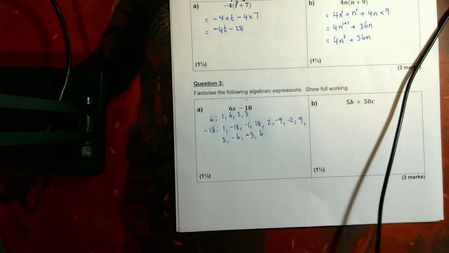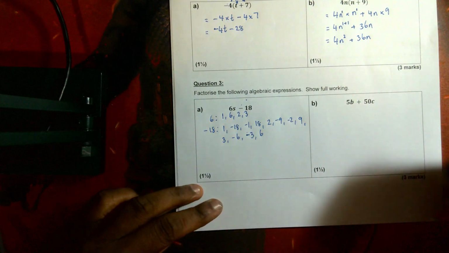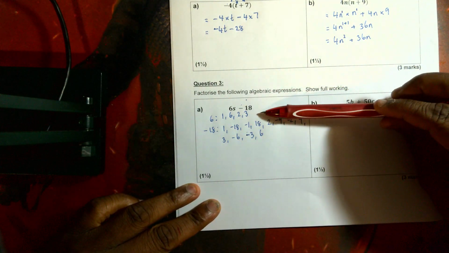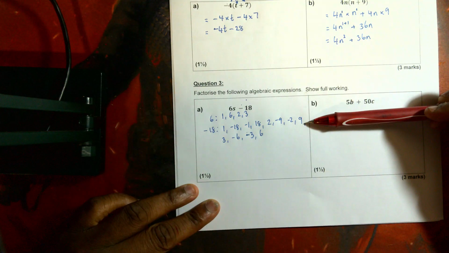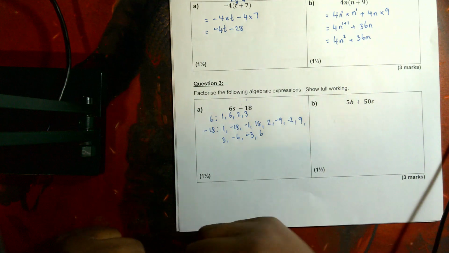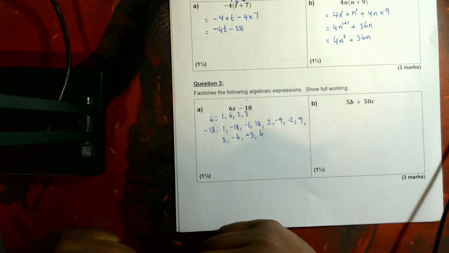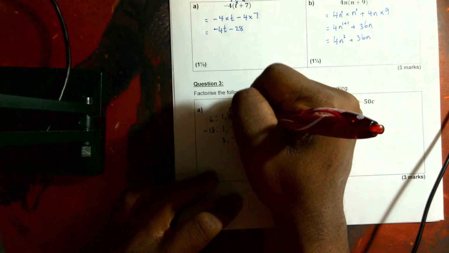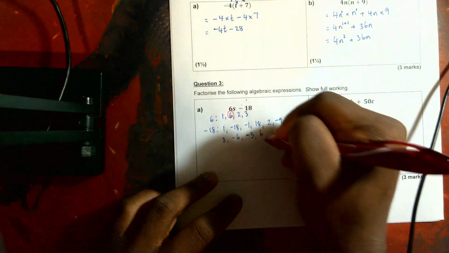Alright, once you've done that, we need to find the highest common factor. So if we look at the top line and the bottom lines for negative 18, we're looking for the number that's common to both and it's the highest number. Well, you can see that we've got 6 here, positive, and we've got positive 6 there.